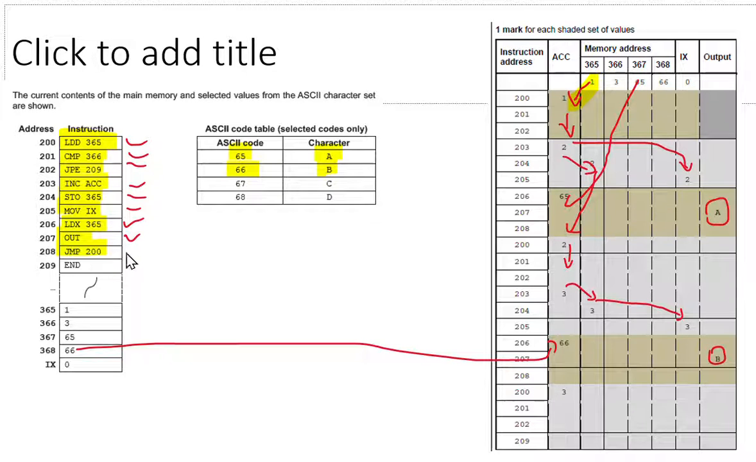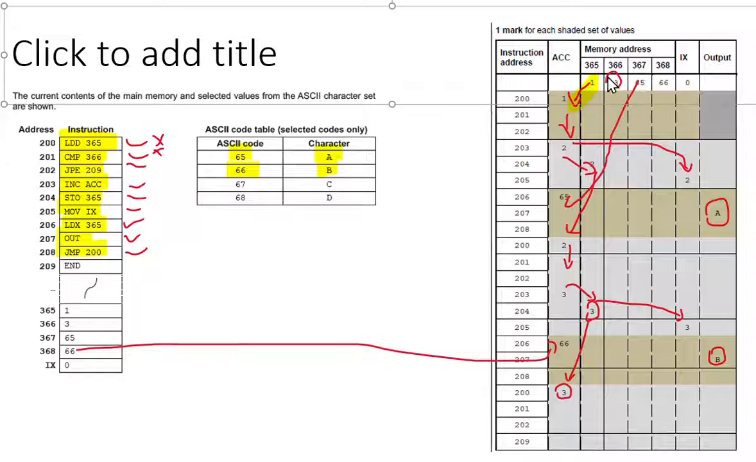And then I come to the next instruction, which is jump to 200. So I'll go back to the beginning and I do it again. So now I load the contents of 365. Here's 365. And currently the contents are 3. So I load that into the accumulator. And then I come down here and I compare it with the contents of 366. So we have 3, and in 366 we have 3.